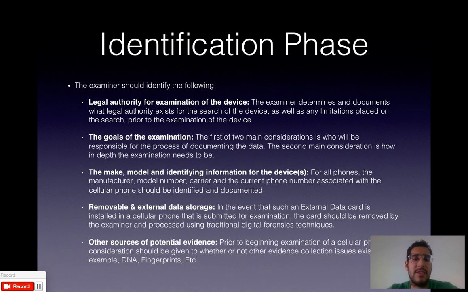The next phase is called the identification phase. Now here is usually where the examiner really defines everything when it comes to the goals, when it comes to identifying information of the device itself, or even identifying whether the device is an external device, a removable device, what type of data device we're looking at, is it traditional, non-traditional. Also, what other sources of evidence could there be? Are there fingerprints? Is there anything that can allude to finding information that might help solve either the criminal case or the civil case?